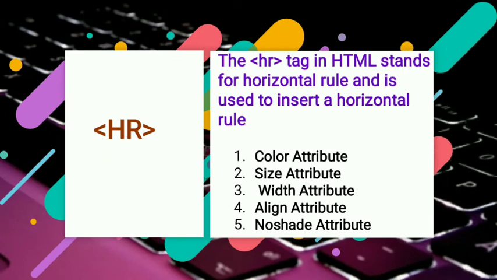Okay, next one is HR tag. It stands for horizontal rule. It is used for drawing a horizontal rule line across the web page. There are 5 attributes: color attribute, size attribute, width attribute, align attribute, noshade attribute.